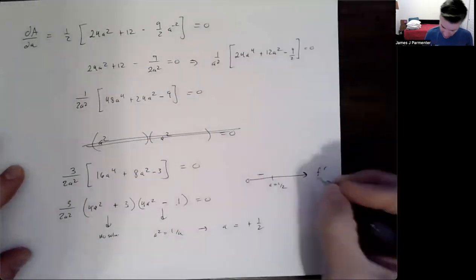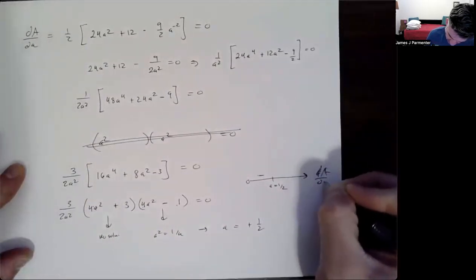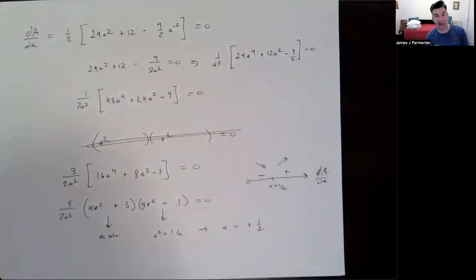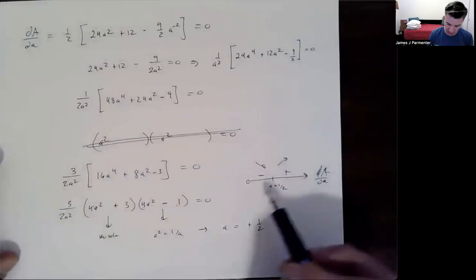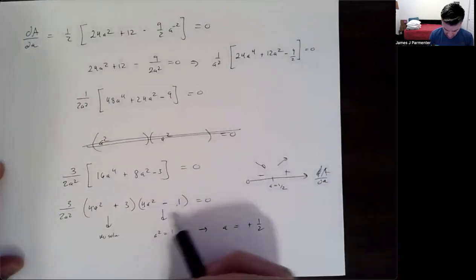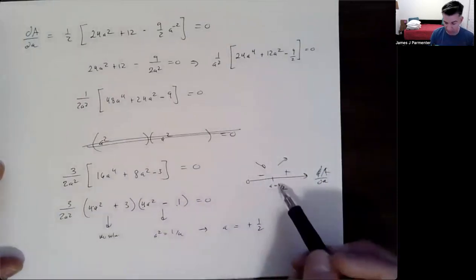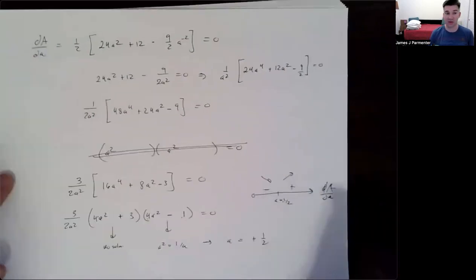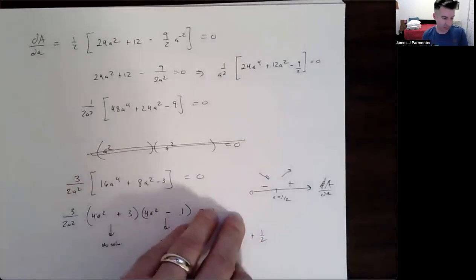I should really be writing dA/dt though, not f prime. dA/dt is negative over here, positive over there. Did I check anything? No, I did not check anything. I think you can see though, if I pick a number smaller than 1/2 here, this part is going to be negative, this part's going to be positive. Pick a number bigger than 1/2, this part's going to be positive, this part's going to be positive. So it's not hard to check, but I think you can also get away without checking if you are smart about it.